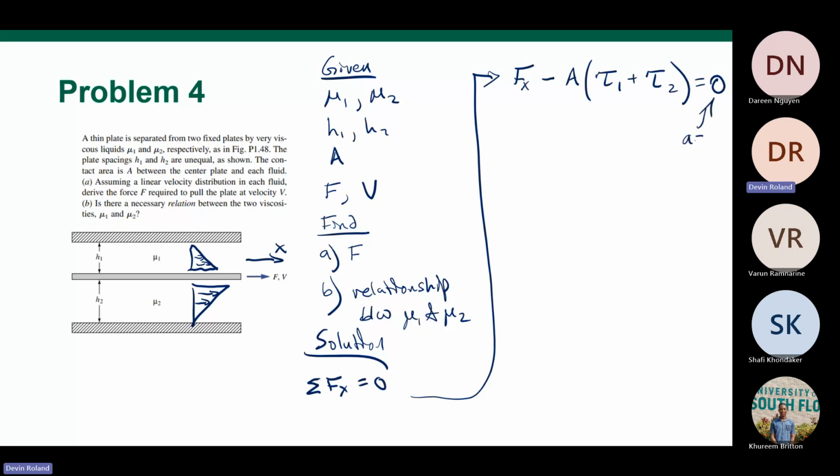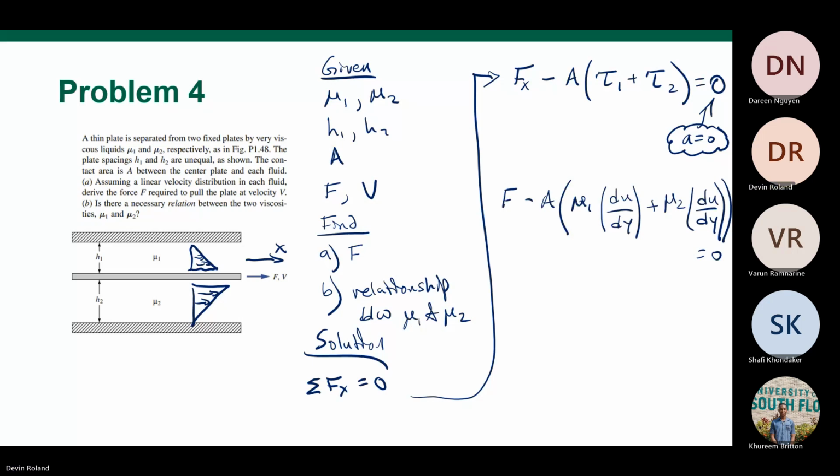So say a equals 0. Okay, so then our Fx is just F. Our area is A. And then our tau 1 is going to be mu1 times du dy, and then plus mu2 times du dy, equals 0.